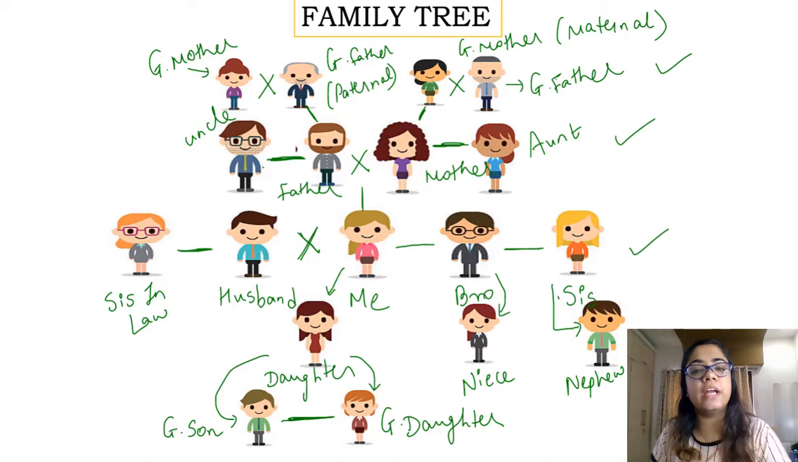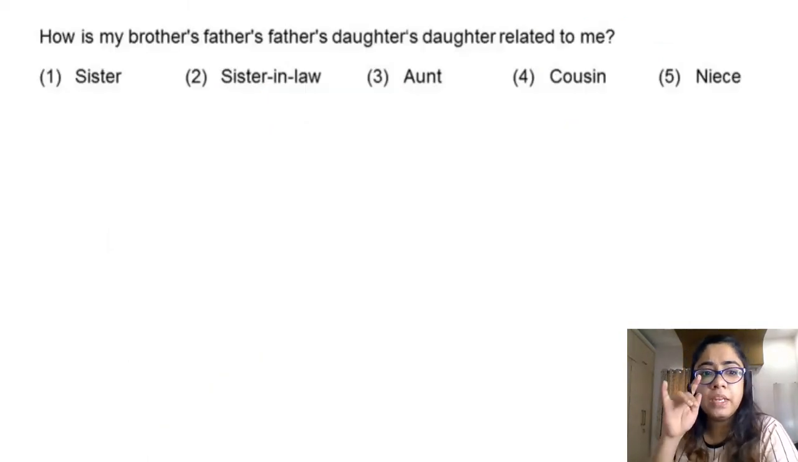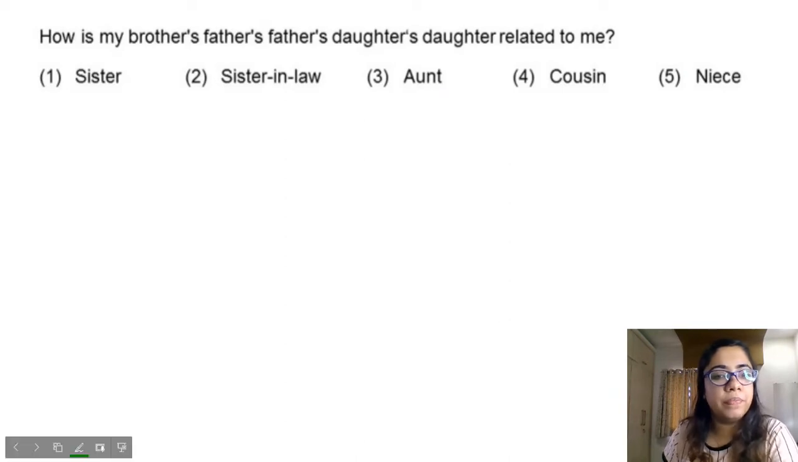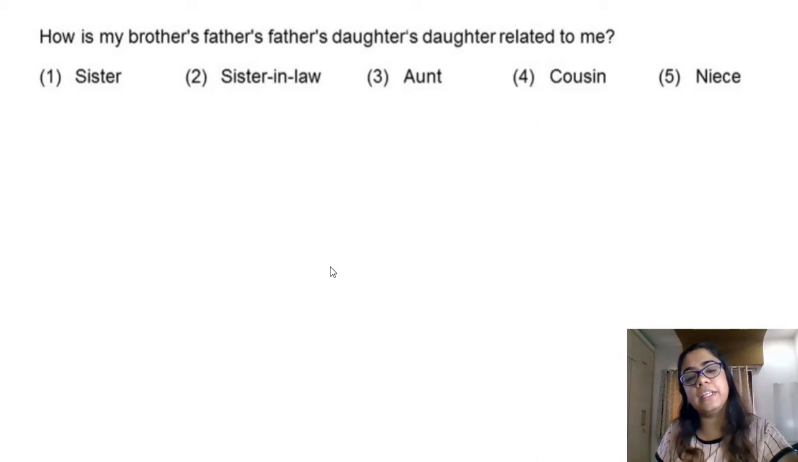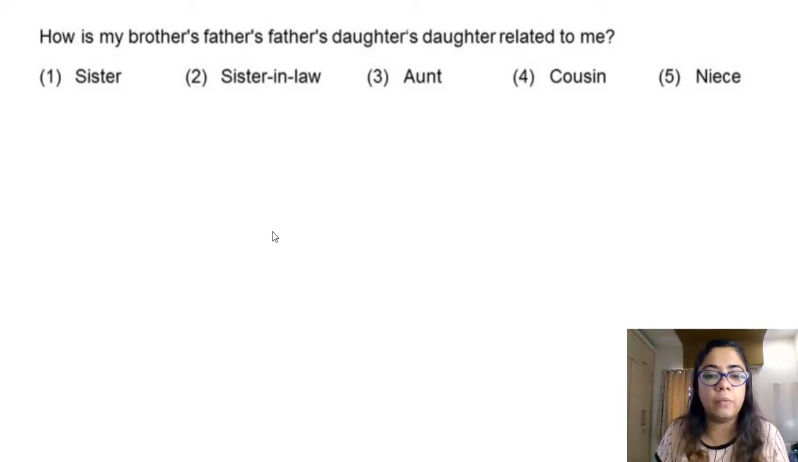So now let's look at the word problems. Let's see how do we solve it. Now see, look at this question. How is my brother's father's daughter's daughter related to me? So you have to make a family tree. Don't try to connect in your own way, like my brother's father. Don't try to do that. Make a family tree. Try to solve it. You will never go wrong. Okay. Now what is given is my brother.